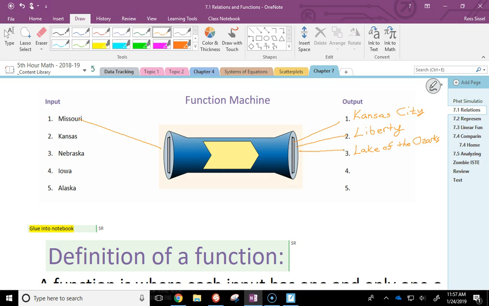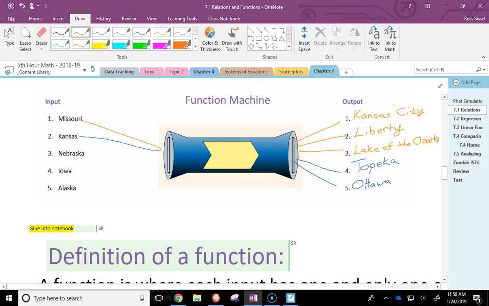So if I had Kansas go in, Topeka could have come out. What else could have come out? Ottawa, O-T-T-A-W-A. DeSoto. Overland Park.